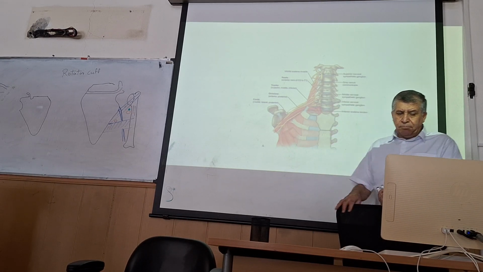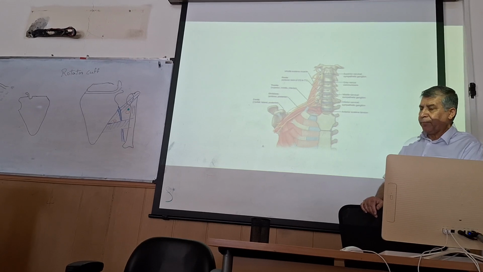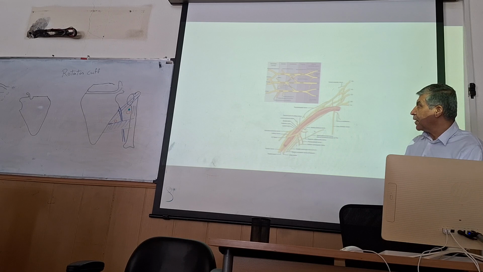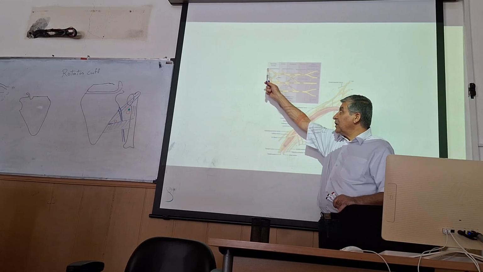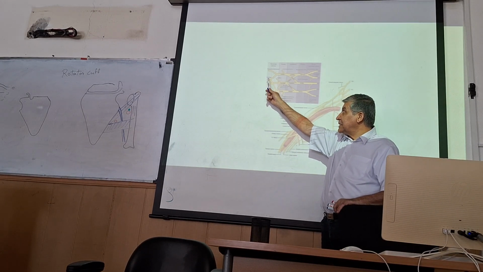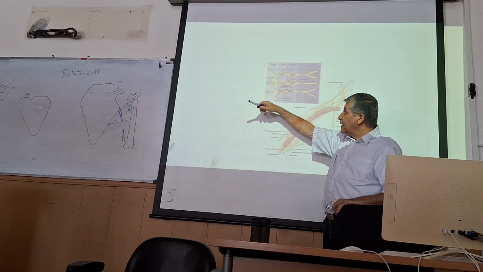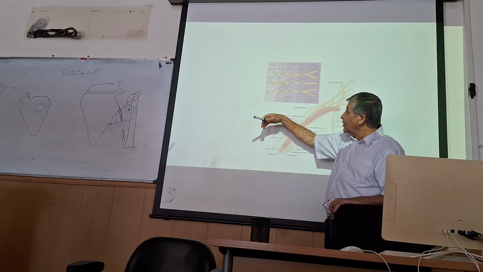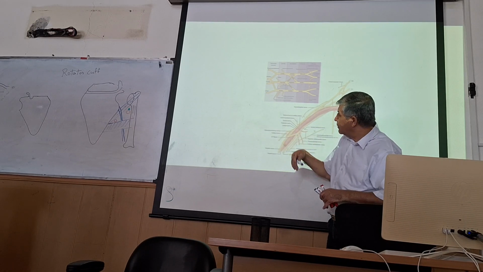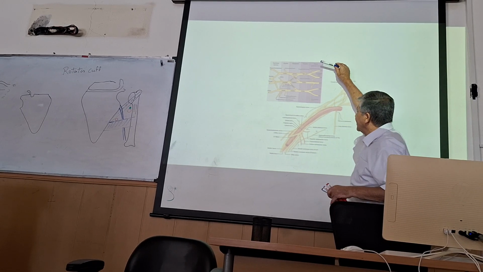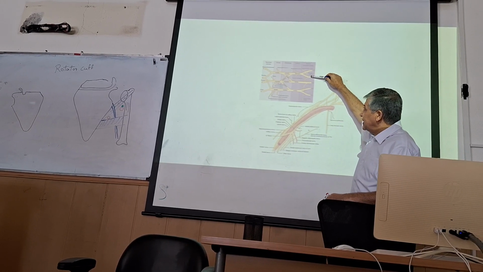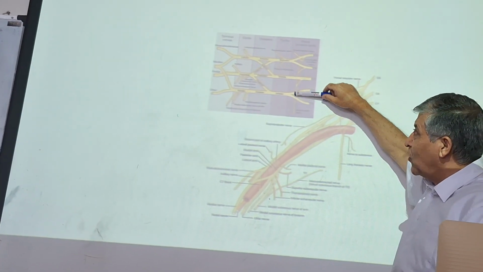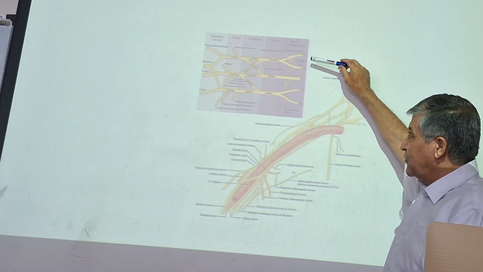Brachial plexus. The ventral rami of C5, C6, C7, C8 and T1 form the brachial plexus.